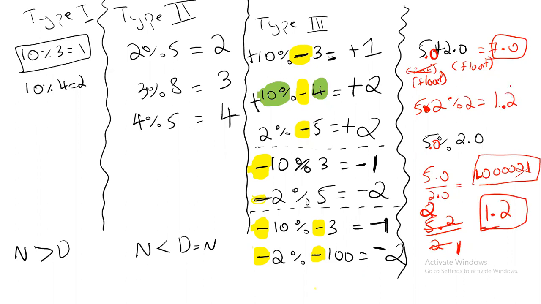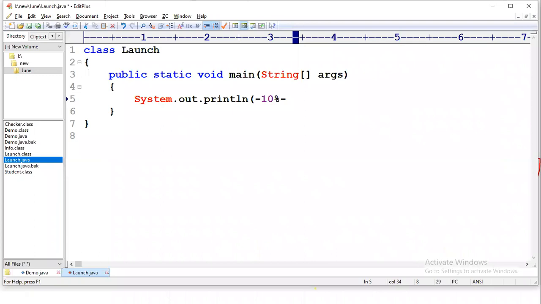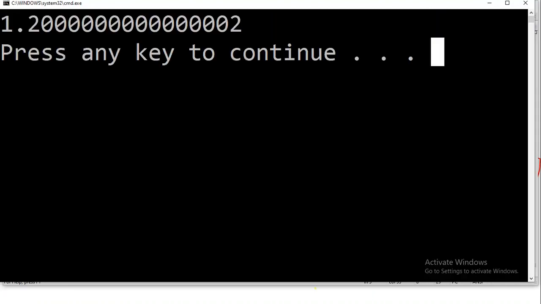So let's check this, 5.2 modulus 2. Sometimes it will not be exactly 1.2 because of the precision here. That's what I told you. It may come like 1.2 followed by 0.0000002, so that trailing digit can be ignored. So this is the answer. I hope you have understood each and everything in the modulus operator.